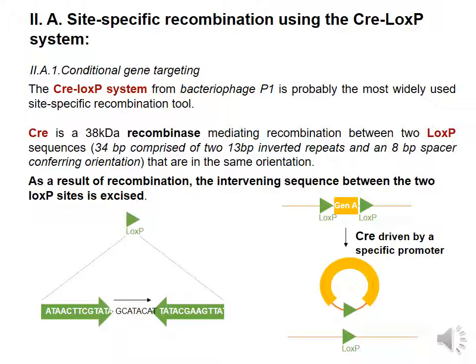There are inverted repeats that confer orientation, and they can be used by the Cre enzyme to remove anything that is contained between these two LoxP sites. The recombinase Cre takes these two LoxP sites and excises or removes anything that is contained between those sites.